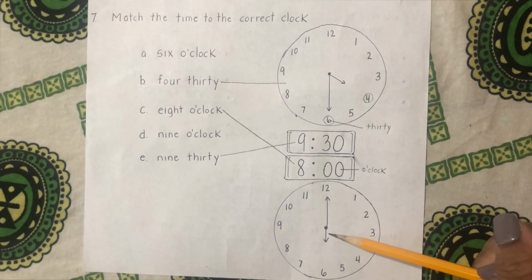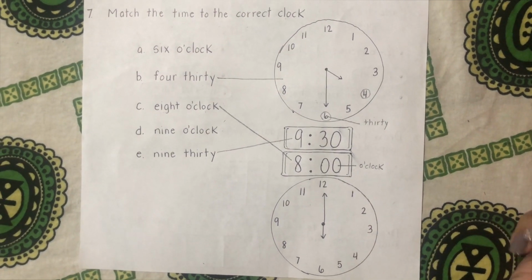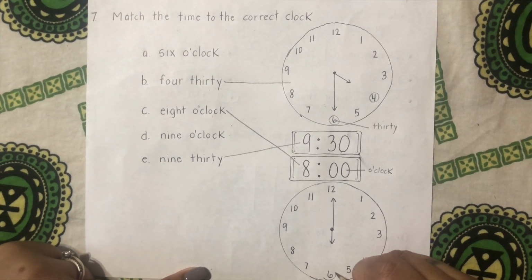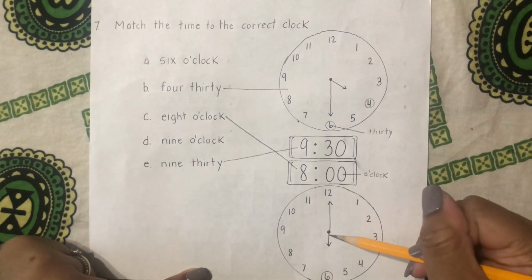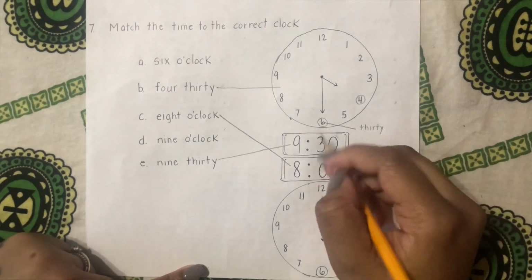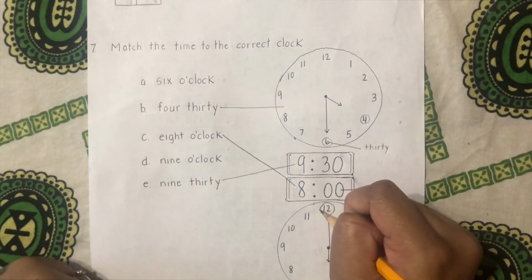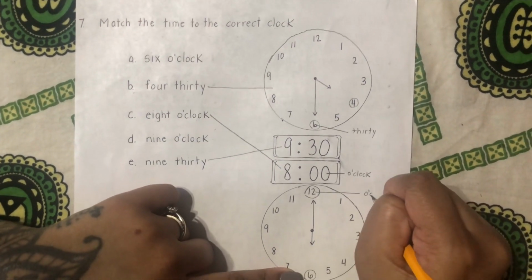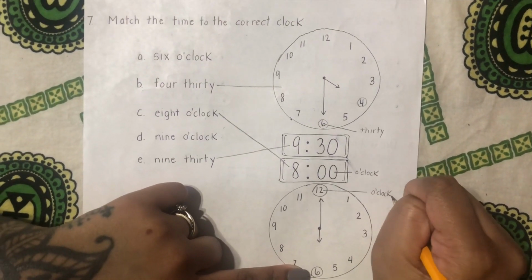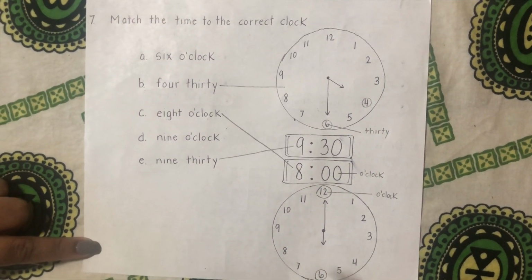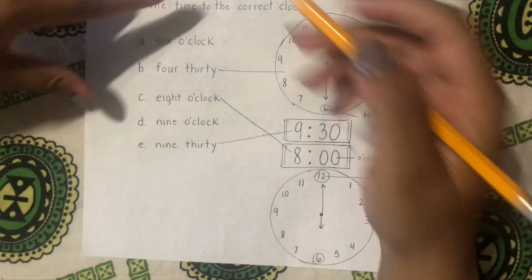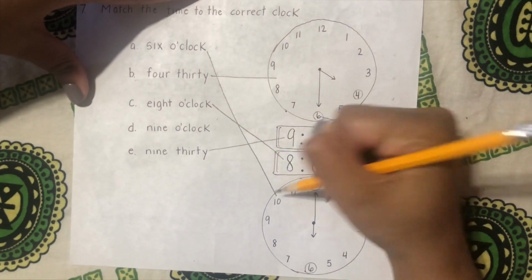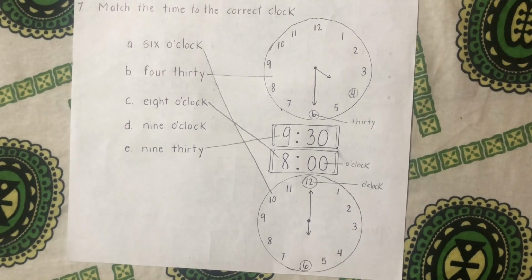I start off with my hour hand. Where's my hour hand pointing, Congo Nation? Very good. It's pointing at the 6. Where's my minute hand pointing? At the 12. When my minute hand is on the 12, I read that as o'clock. So my time is 6 o'clock, which is A. I'm going to draw a line from A to my analog clock that reads 6 o'clock. Yay, Bo?